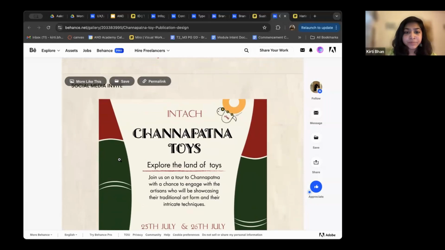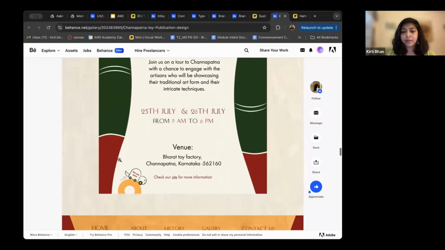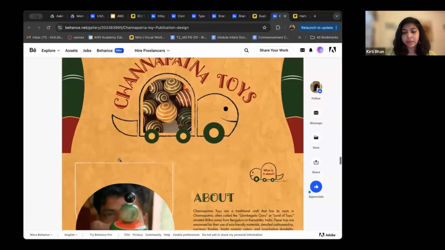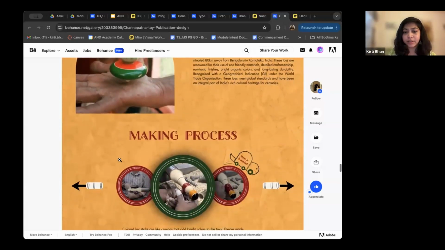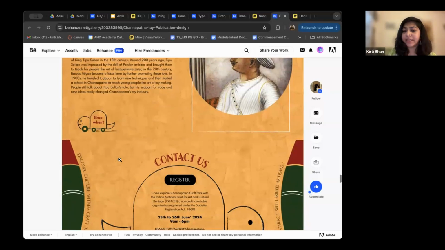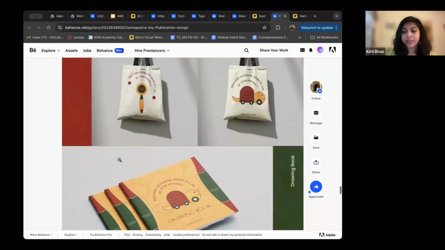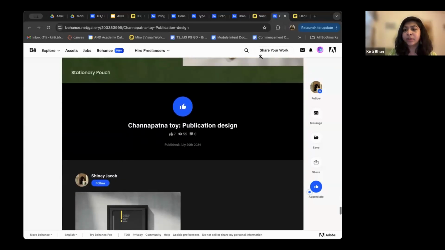So this is one of the deliverables, an invite for Channapatna Toys for that event. This is the microsite to celebrate Channapatna Toys. Yeah. Talking about the history, details, register, and some promotional assets you can see she's created from her work. All right.